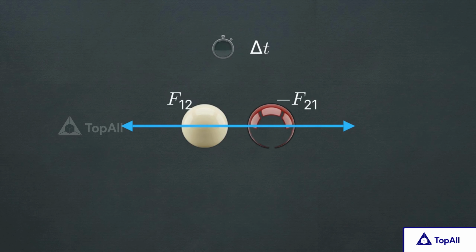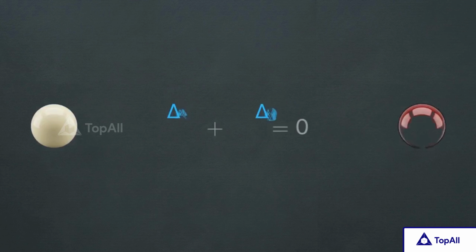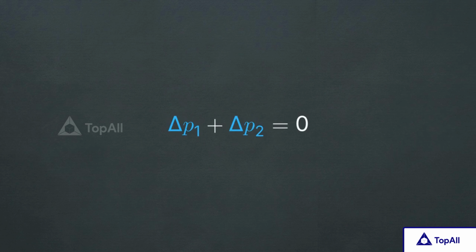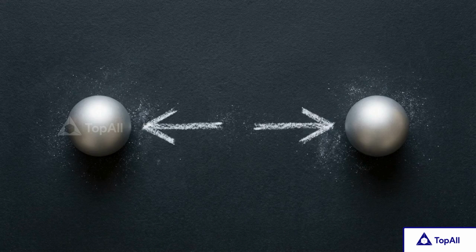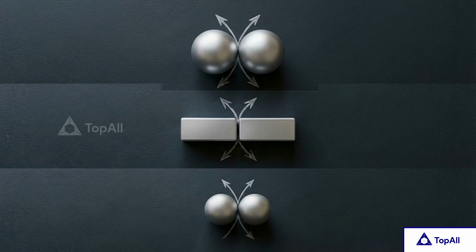Both act over the exact same time window, delta t. Therefore, the resulting momentum changes perfectly cancel out. The formal mathematical result is that the total impulse on the isolated system is zero. Because the net impulse is zero, the total momentum remains unchanged throughout the impact, providing a reliable mathematical constant regardless of the objects involved.